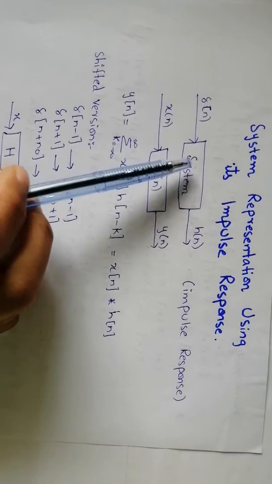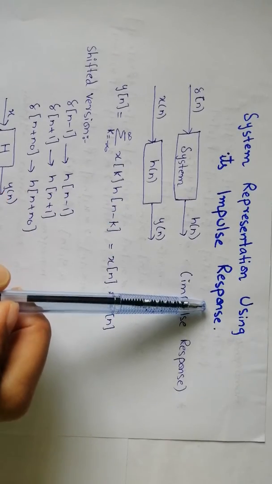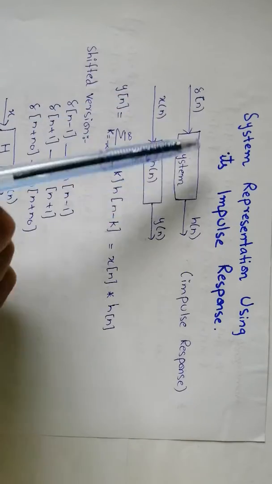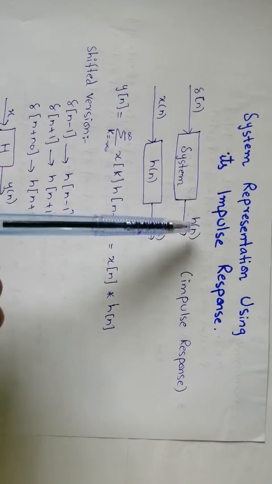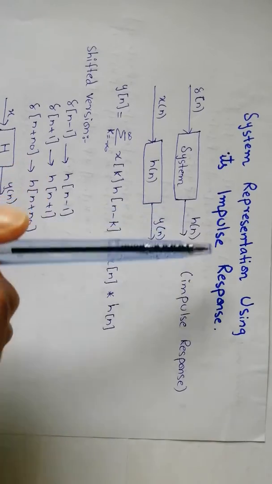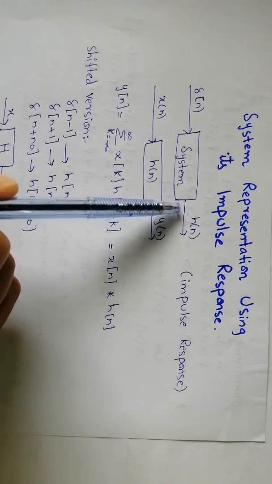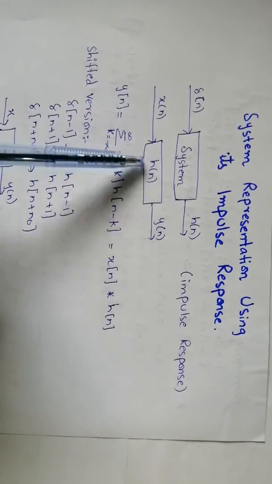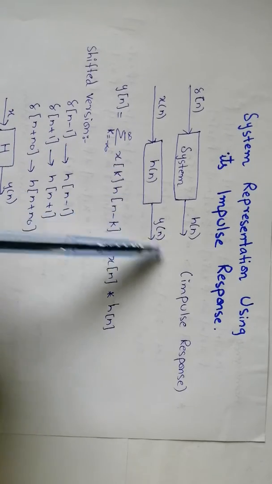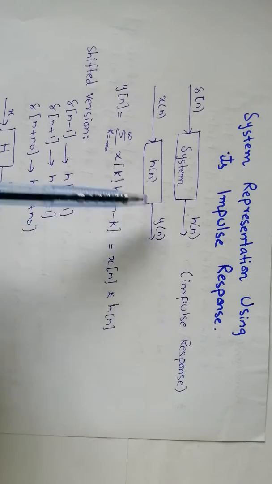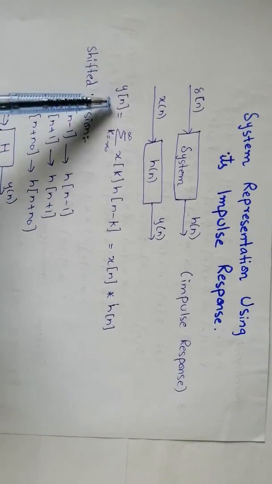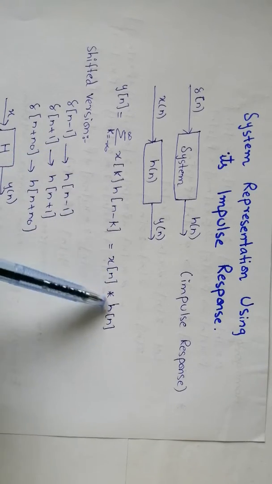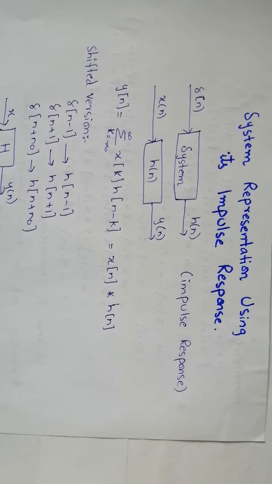Now let's discuss system representation using its impulse response. Here is an input signal delta of n. It passes through the system and gives us h of n, where h of n is called the impulse response. When x of n, an input signal, passes through h of n, an impulse response system, it gives an output y of n. We can represent this output as y of n is equal to the summation of h of n minus k into x of k, that is, the convolution of x of n and h of n.